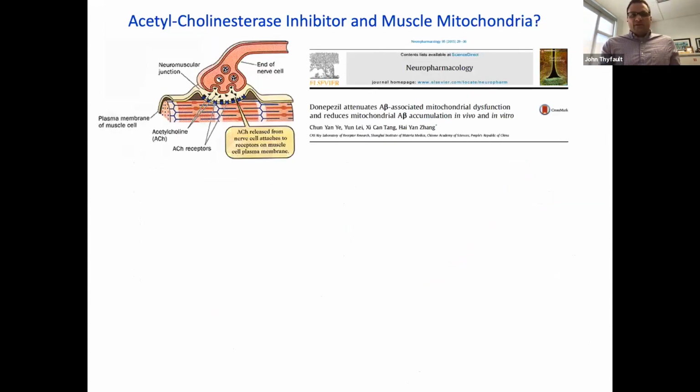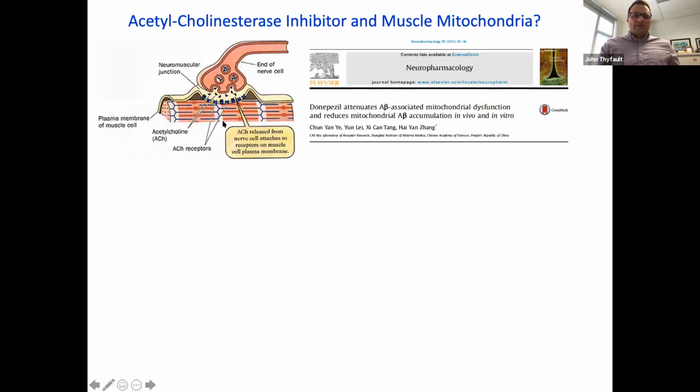Okay, so back to this donepezil. It's an acetylcholinesterase inhibitor, and we have questions about how it would affect muscle mitochondria. And I'm looking forward to the muscle physiologists who are listening to this at the end of my talk to give me some feedback on this. But you are all familiar how a muscle contracts. You have a neuromuscular junction. You have acetylcholine that is released into the cleft. It binds to receptors and it starts the action potential down the cell, and that allows muscles to contract.